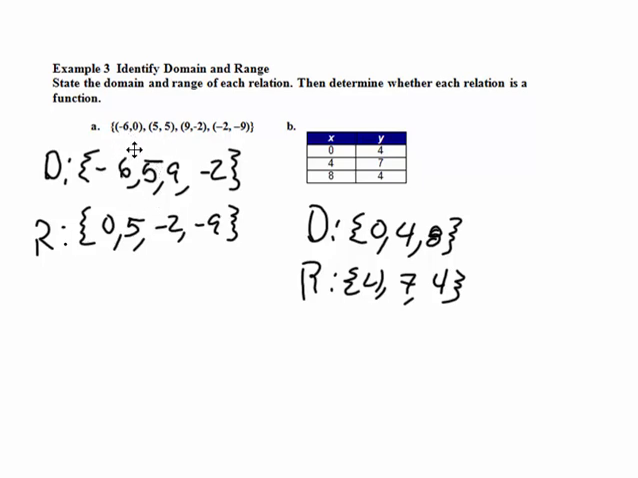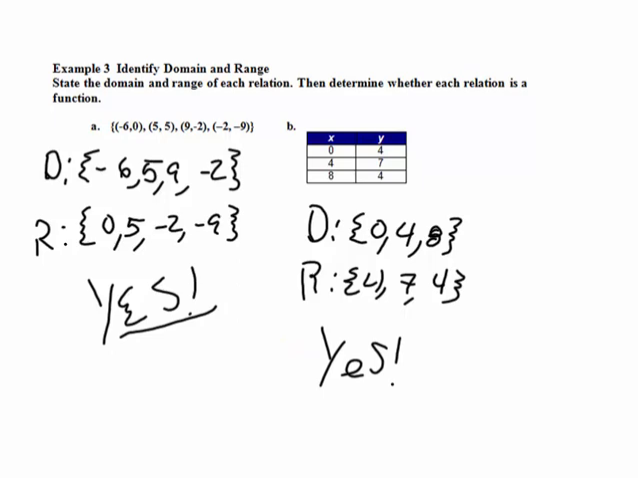Well, what I'm looking for to quickly see is, do I have more than one -6? Or more than one 5? Or more than one 9? No. And each one of these is set up to be paired with exactly 1 in the range. So this is indeed, yes, a function. And we go here to part B. The same thing. Each number in the domain has exactly 1 friend that it's paired up with in the range. So this is as well a function.